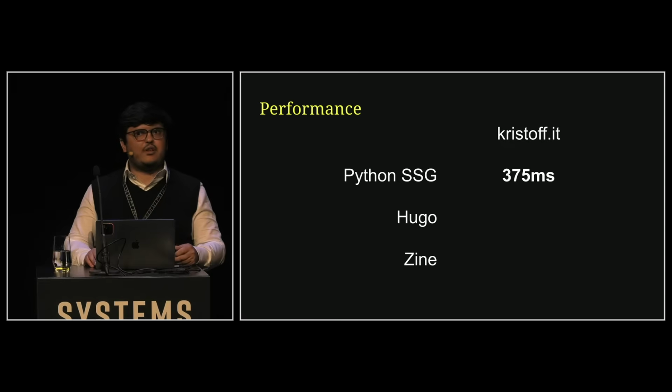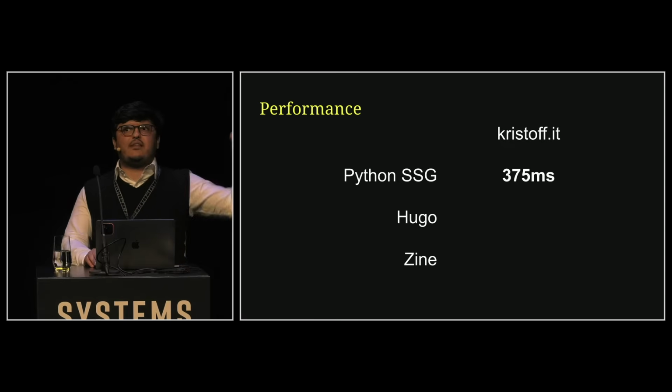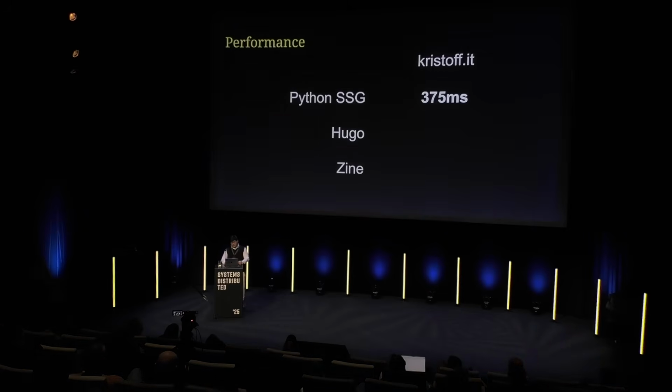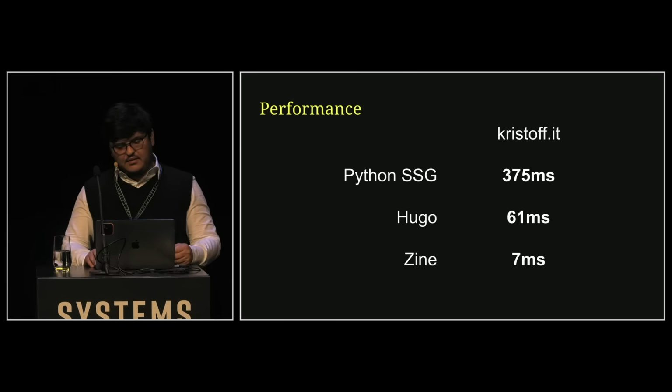Hugo, written in Go, and it's very popular. By the way, raise your hand if you use Hugo. Oh, there's a few hands. Yeah, I like Hugo. Zine is in good part also inspired by Hugo. Hugo takes 61 milliseconds, much, much better. Zine takes 7 milliseconds. But it wasn't 7 milliseconds since the beginning.